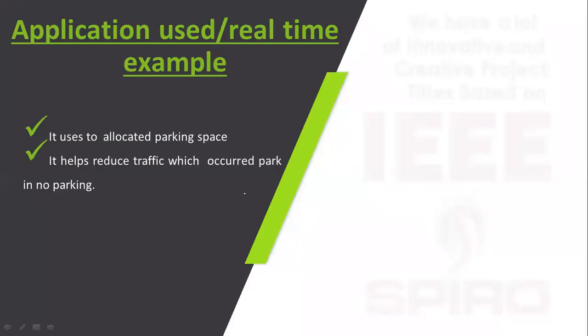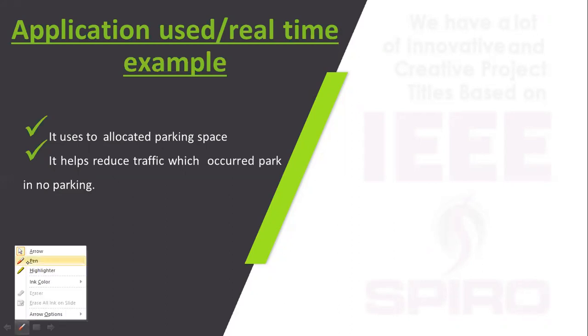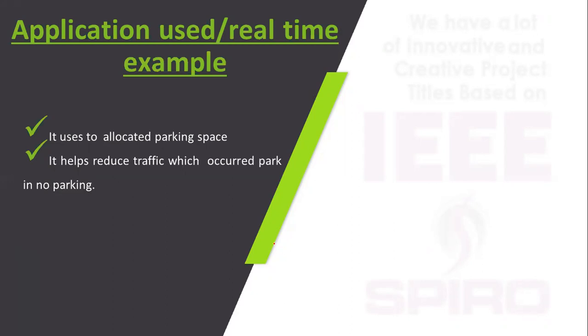The application is used to allocate parking spaces. In EV charging, parking spaces are not available, so it allocates parking spaces with charging ports. It can reduce traffic, because parking in an irregular way causes traffic. So we can manage parking, and it can reduce the traffic.